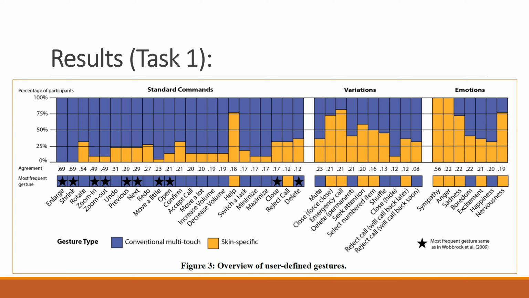For variations, the main topic of interest was the importance of the variation. Was it a forced close or a hide close? In the situation of the forced close, you see that it's very skin-specific. In the situation of a hide close, where it's not as permanent, it's not skin-specific, but rather multi-touch. And in the situation of emotions, almost always some sort of skin-specific input was required inside the gestures.